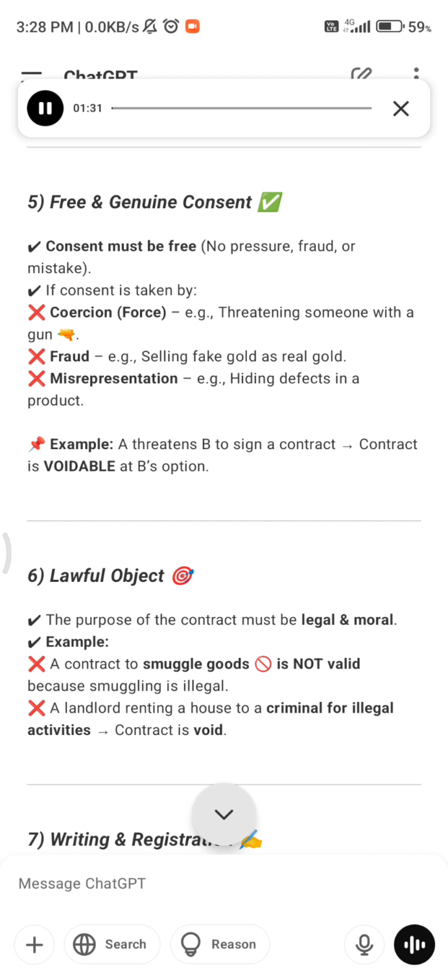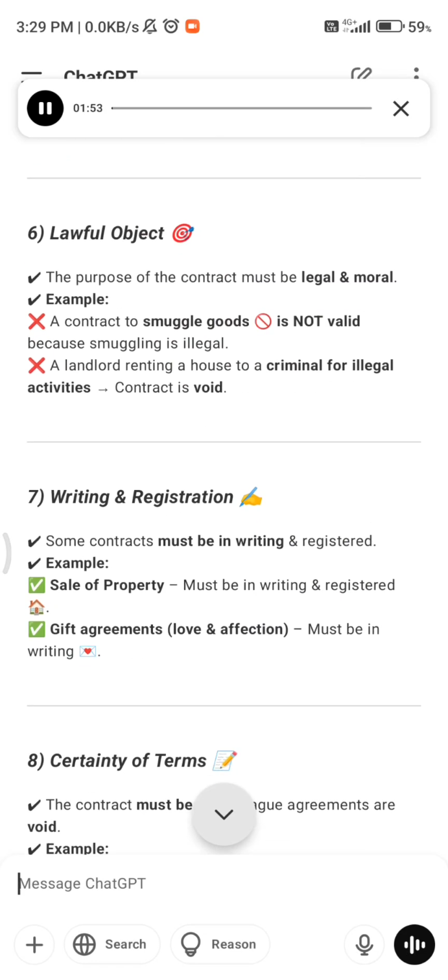5. Free and genuine consent. Consent must be free: no pressure, fraud, or mistake. If consent is taken by coercion or force, e.g., threatening someone with a gun, fraud, e.g., selling fake gold as real gold, or misrepresentation, e.g., hiding defects in a product. Example: A threatens B to sign a contract, the contract is voidable at B's option.